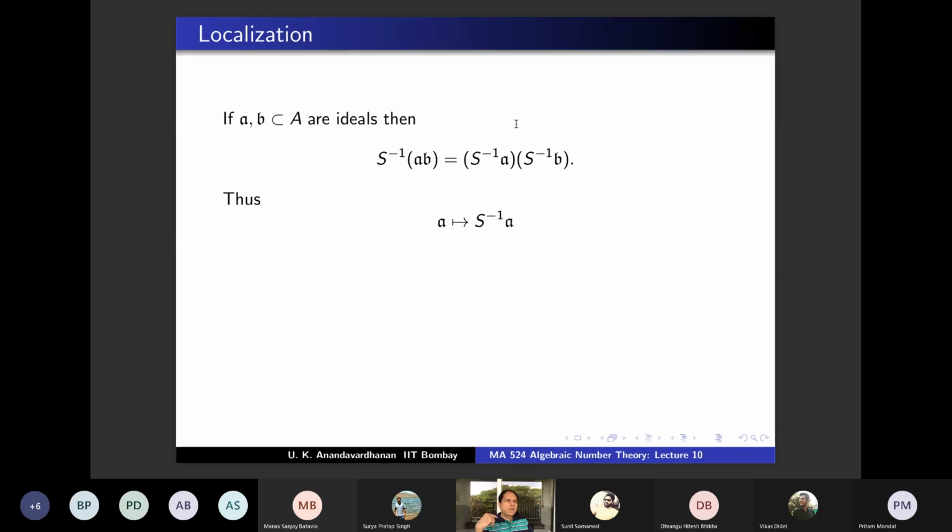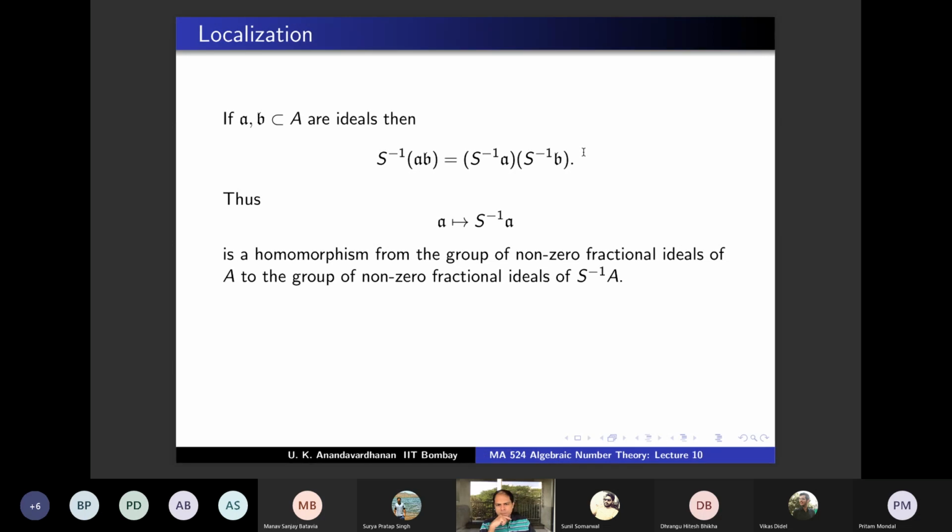Therefore, if you have a ring A that's a Dedekind domain, then we just proved that the localization is also a Dedekind domain. So you have a Dedekind domain on the left, and a Dedekind domain on the right. You have the group of fractional ideals on the left, and the group of fractional ideals on the right. And we just showed that this map is a homomorphism from this group to that group. So A going to S inverse A is a homomorphism from the group of non-zero fractional ideals of A to the group of non-zero fractional ideals of S inverse A.